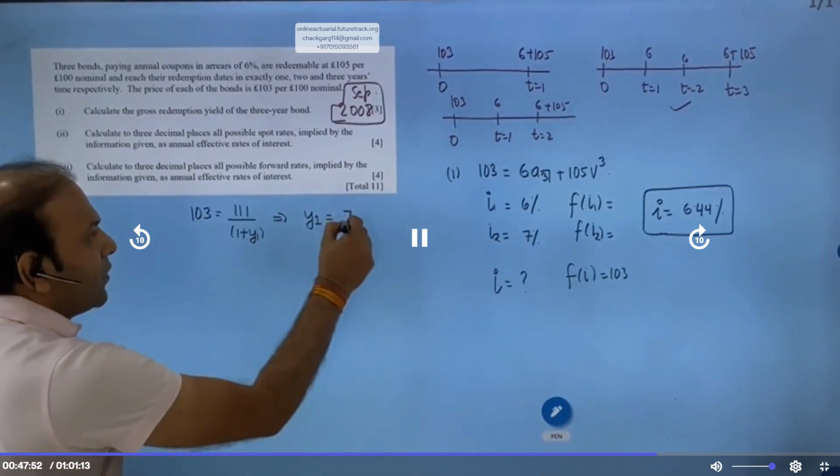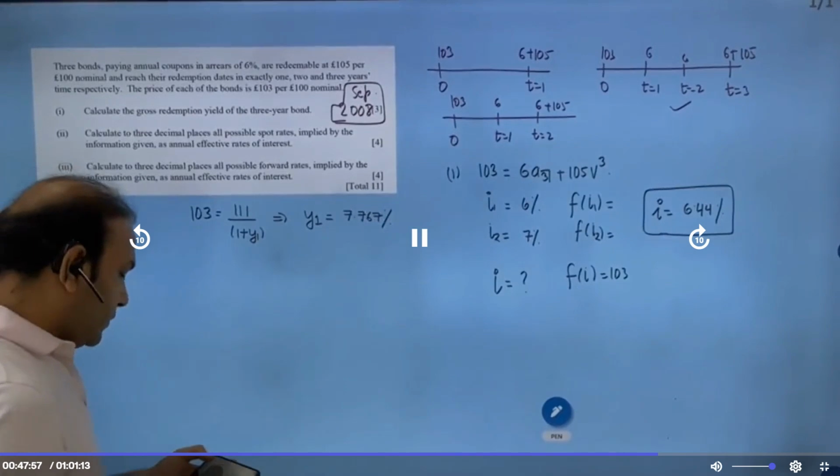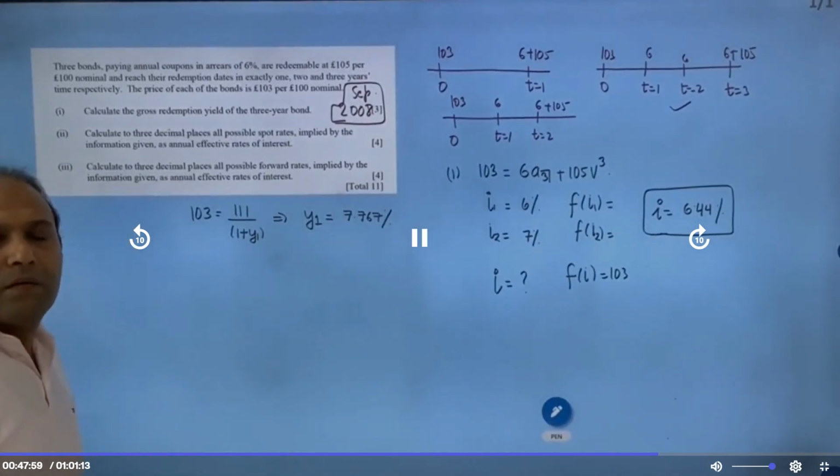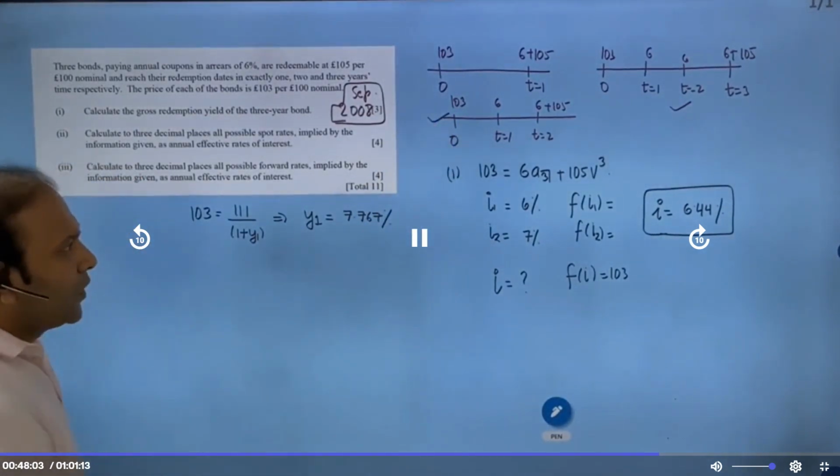Plus we get 7.767%. Fine. Now class, with the help of this equation, what is the equation?